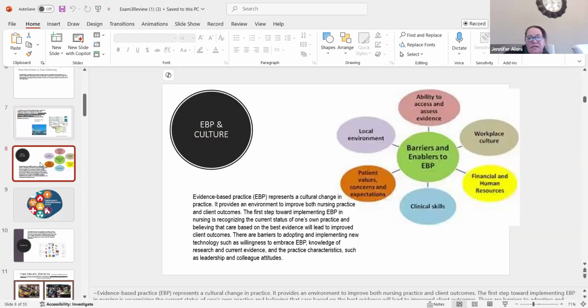Or we take a look at evidence-based practice. We know that this is a cultural change in practice. It provides an improvement to our healthcare basis. Okay. First step is going to be recognizing the current status of the practice and believing that there's changes that can be done, right? Barriers to adopting and implementing new technologies.